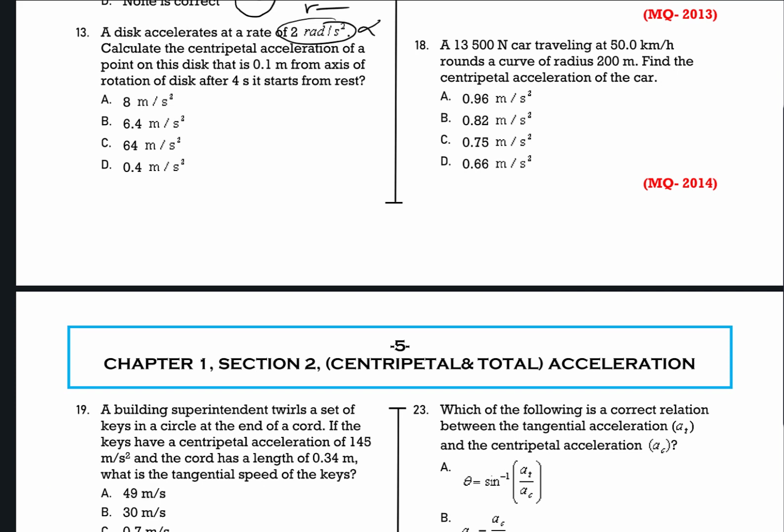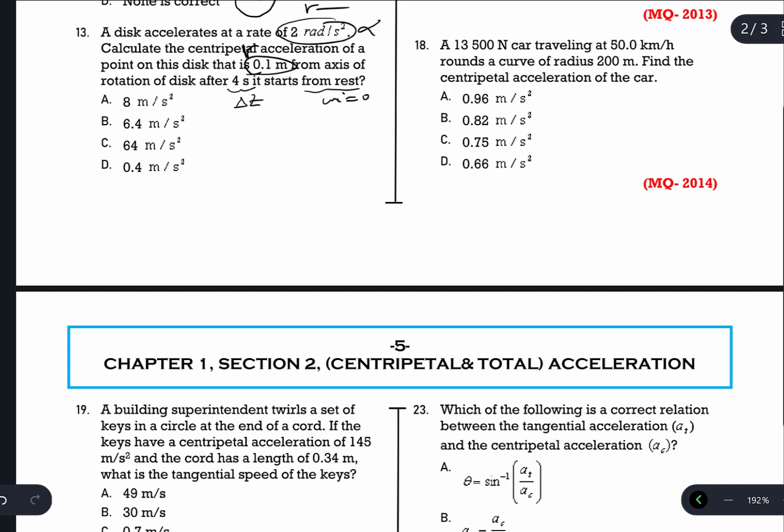So we are going to calculate the centripetal acceleration of a point on the disk, which is 0.1 meter from the axis of rotation, and this is the radius of that circle. After 4 seconds, it starts from rest. So the initial angular speed of the disk is 0. So 4 seconds is delta t.